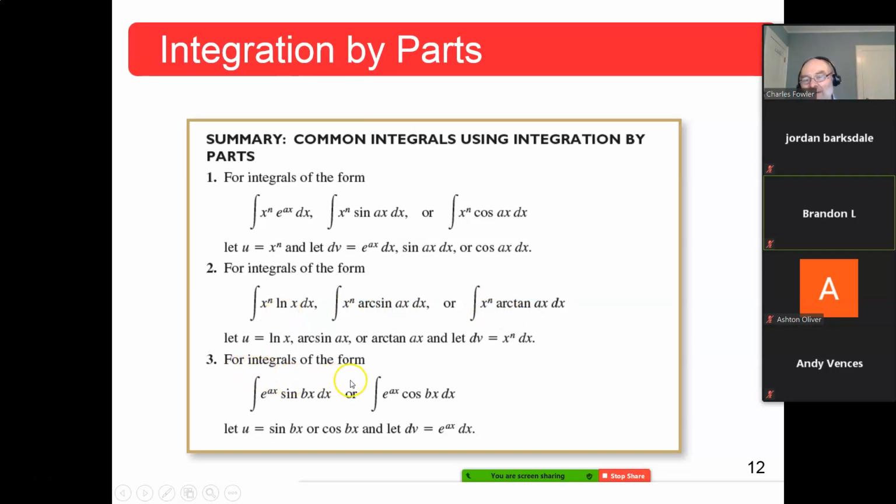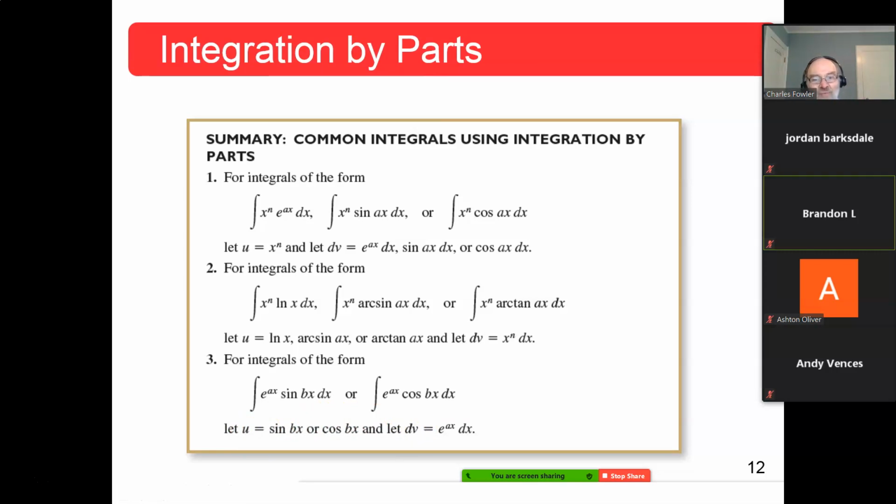Okay, now how about this one? e to the ax and sine bx, or e to the ax and cosine bx. Guess what? It doesn't matter which one you do, because both of these, when you differentiate or integrate, don't get any worse. So you can use whichever way you want to do. They suggest this way. That's perfectly fine. It really doesn't matter because both of these don't get any worse when you differentiate or integrate. So you can do whichever.